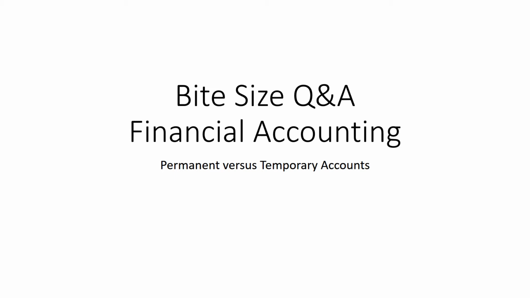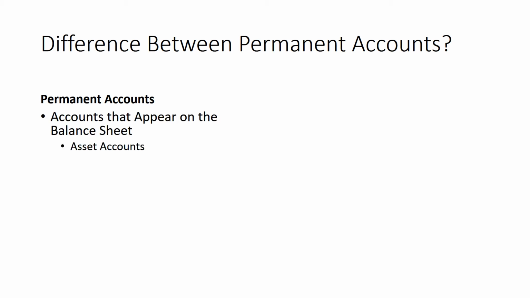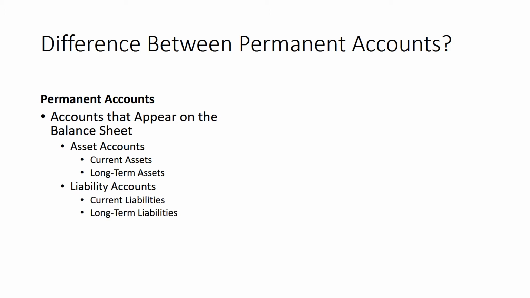Let's talk about permanent versus temporary accounts. A permanent account is an account that appears on the balance sheet. So these include your asset accounts, which includes both current as well as long-term assets. Your liability accounts, which includes both current as well as long-term liabilities. And shareholders' equity accounts, which are listed by sources. So you have contributed capital as well as retained earnings.